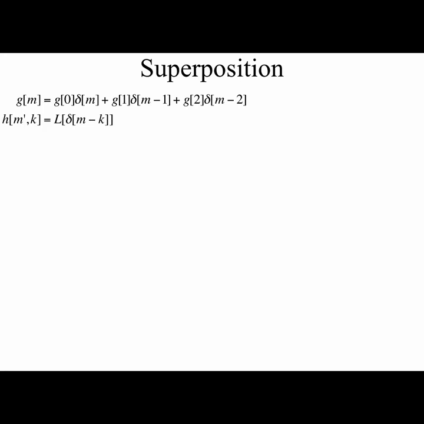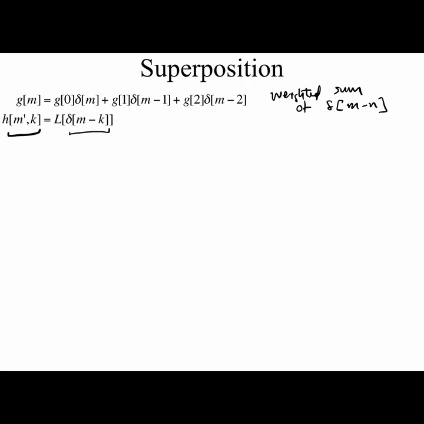So we talked about how any input can be written as a weighted sum of delta functions, right? So this is a weighted sum of shifted delta functions. And we also said that if we had a shifted delta function, we could define its impulse response. So I'm going to just sketch out the proof, but then it's on the next page.